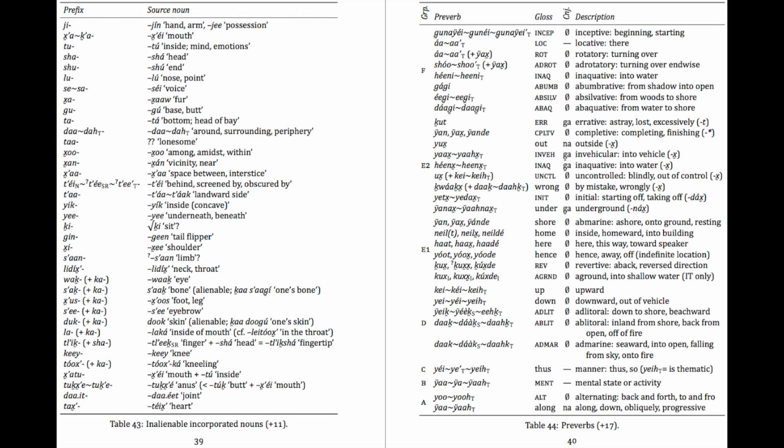Plus K. Uncontrolled, blindly, out of control. So ukhke, so you could say ukhke wukukh. He was driving out of control. He was just driving wildly. And so it alters the way that the verb is functioning in the sentence.